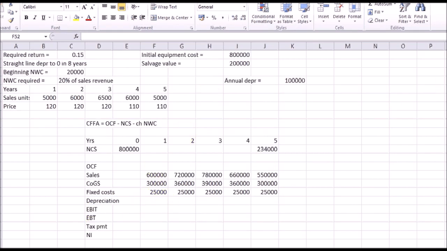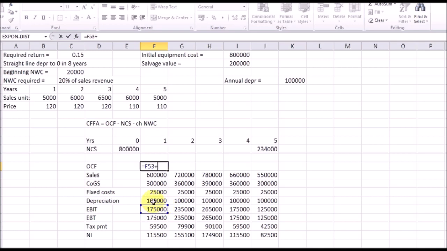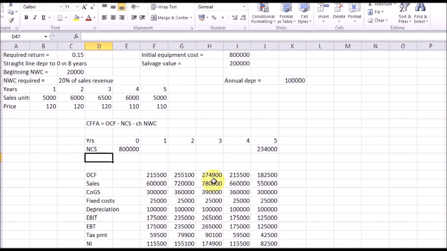We don't have any information on interest, so we assume we don't pay any interest. So EBIT and EBT would be the same. Tax payment is, of course, the tax rate times earnings before tax. And net income is EBT minus the tax payment. Next, I want to find the operating cash flow, which is EBIT plus depreciation minus the tax payment. There it is.